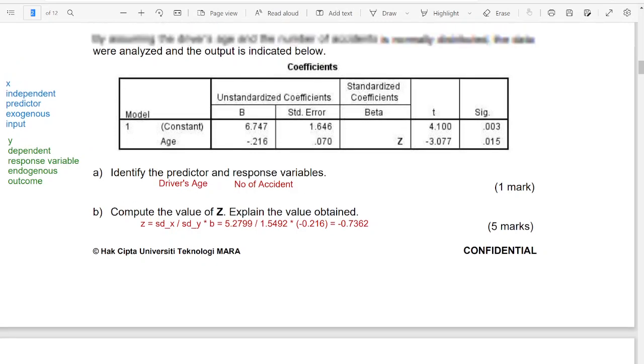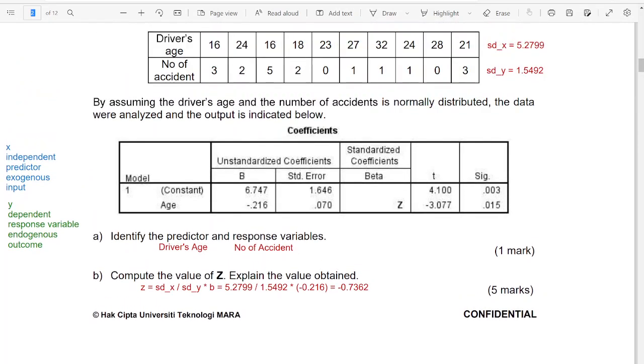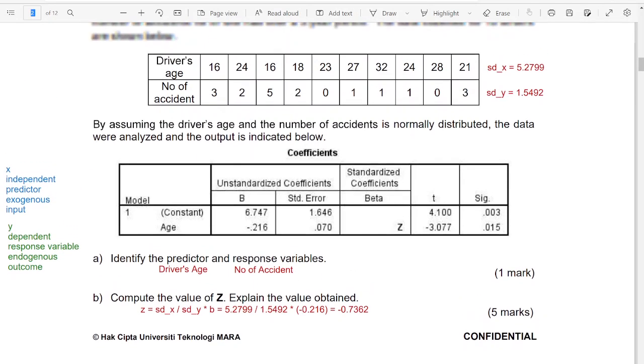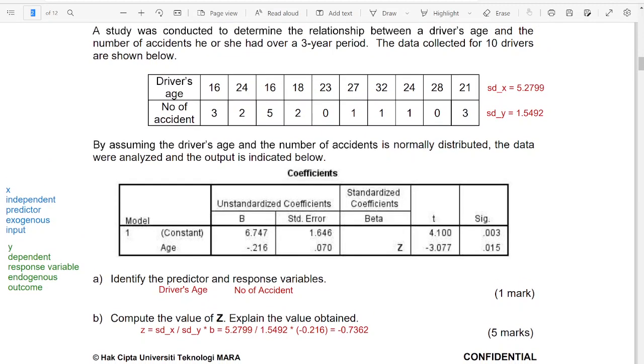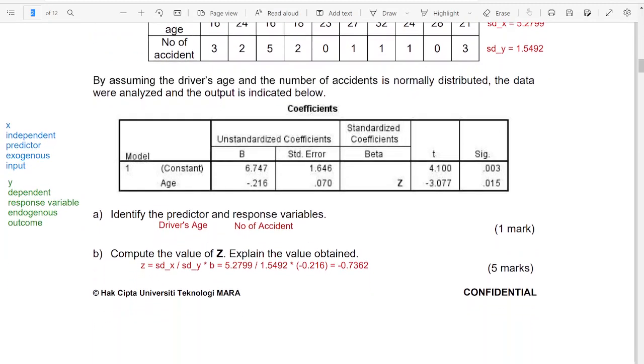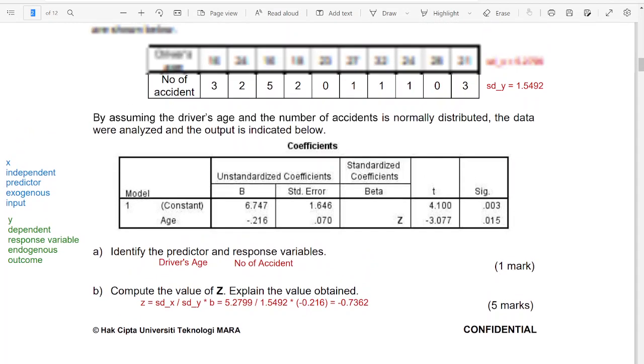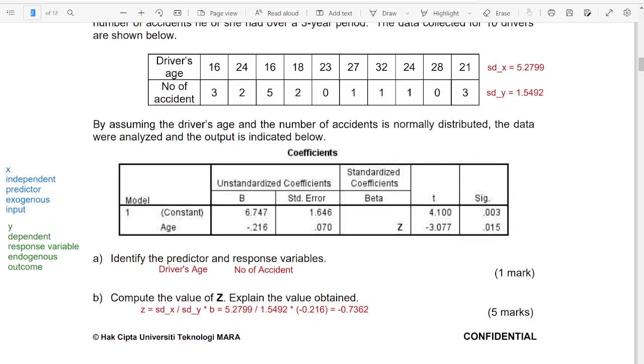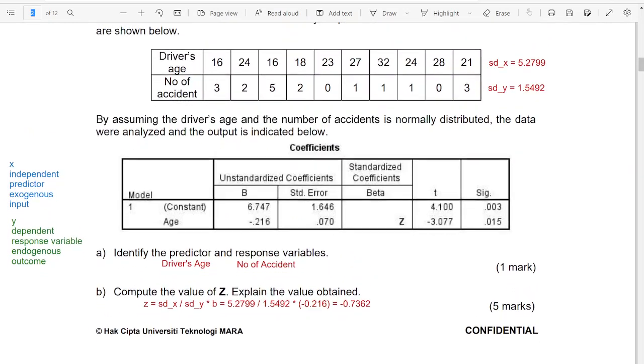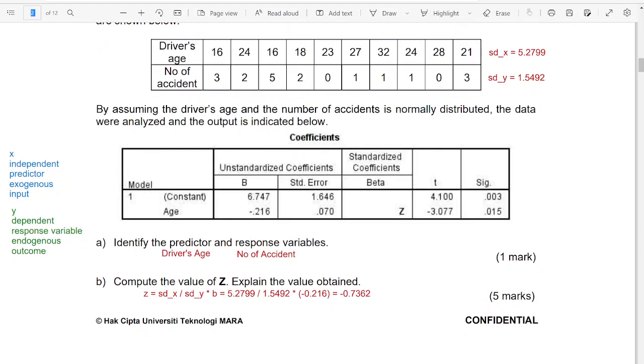Okay, so that is how you calculate the standardized beta value. First of all, you need to find the standard deviation for both x and y, and then use this standard deviation calculated and take the ratio and multiply with the unstandardized coefficient to get the standardized beta.